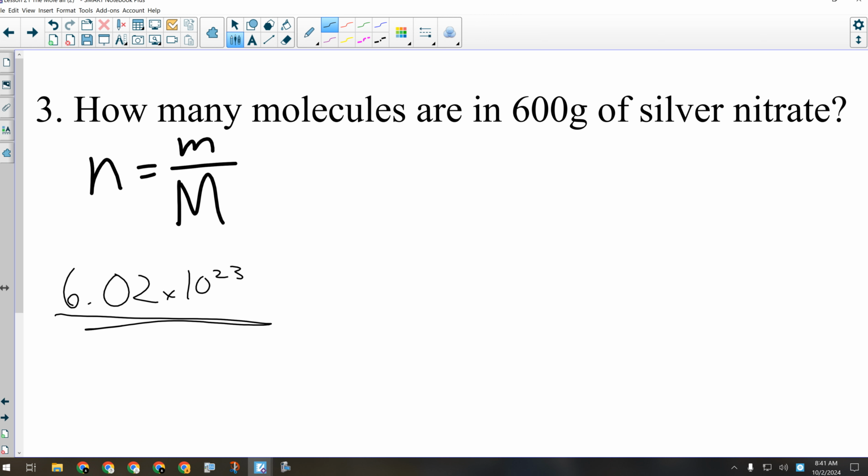How do you enter that into a calculator? I'm going to show you that. We'll get to it. Yes, I will show you how you enter that in your calculator.